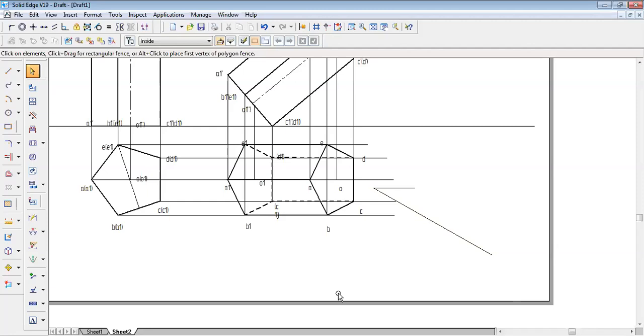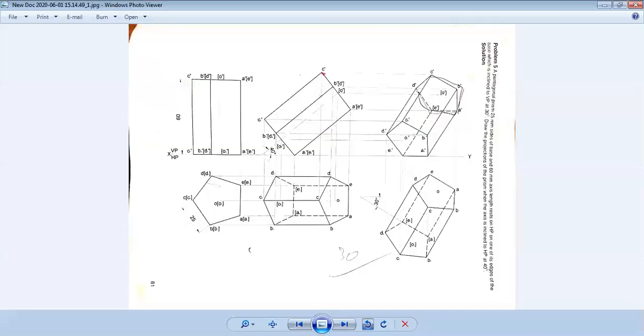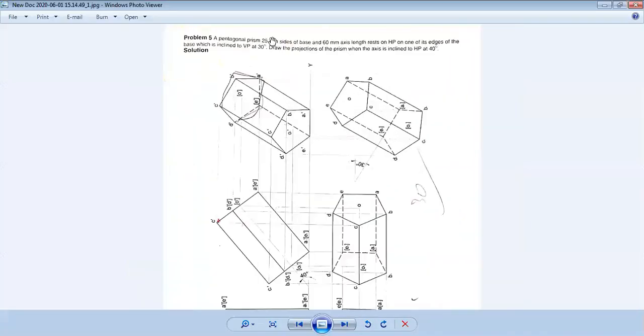In the problem, they have given: the pentagonal prism of 25 mm sides, base edge 60 mm axis length, rests on HP on one of its edges of the base. That means the resting base edge, resting on one of its base edges, is inclined to the VP. The resting base edge is always the side on which the prism rests.